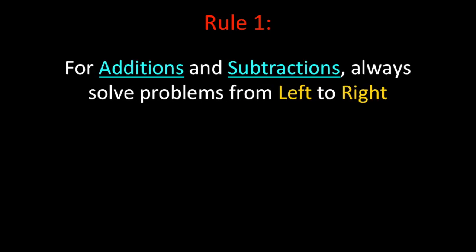Now, rule number one is for addition and subtraction. For addition and subtraction, you always solve those problems from left to right. So when you're solving an addition and subtraction problem together, you always start from left to right. Let's look at this first example. This is addition and subtraction only. So you're going to apply this rule where you start from left to right.